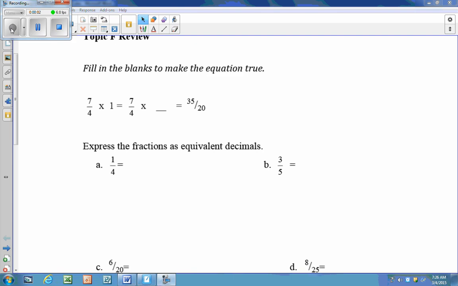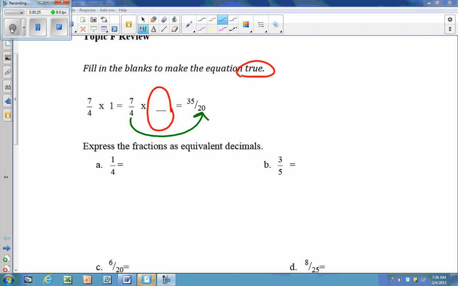This is the Module 4, Topic F review. We start with the first direction, which says to fill in the blanks to make the equation true. So we have 7/4 times 1 equals 7/4 times, and we have to find a way to make 1 that will then equal 35/20ths. So what I'm going to ask myself is 4 times what would give me 20? 4 times 5, and 7 times what would give me 35? 7 times 5 as well. And then I look at this, and 5/5 is the same thing as 1, so that makes sense.